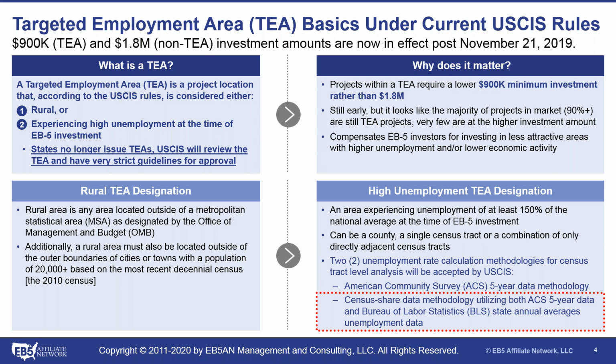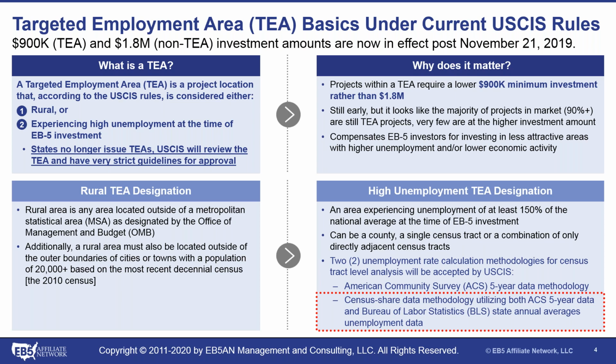The other second important change is that the requirements for how a project qualifies for the high unemployment became a bit stricter. Previously, you could combine multiple census tracts that weren't necessarily directly adjacent to where your project was located. Now, the rules are stricter in that you can only combine census tracts that are directly adjacent to the tract where your project is located. So basically, it minimizes the potential for gerrymandering and makes it harder for individual projects to qualify under the current rules. That's why it's really important to understand the two different data sets that can be used to qualify a project for high unemployment TEA designation.